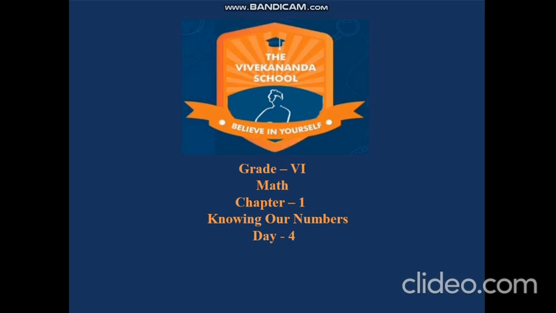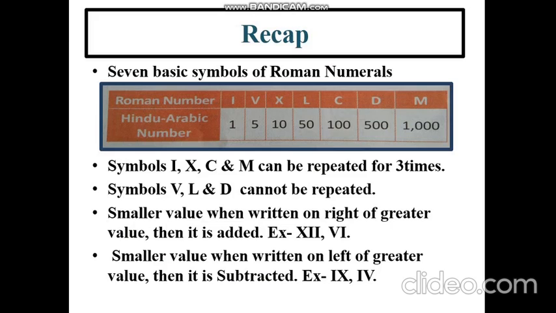So today is the fourth lesson of knowing our numbers. Before starting a new topic, let's have a recap of last session. As you all know, in last session we covered Roman numerals. We learned about the 7 basic symbols of Roman numerals, that is 1, 5, 10, 50, 100, 500 and 1000.